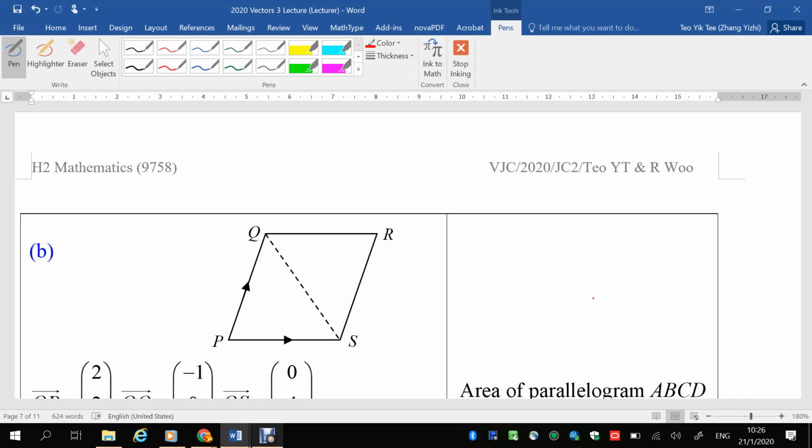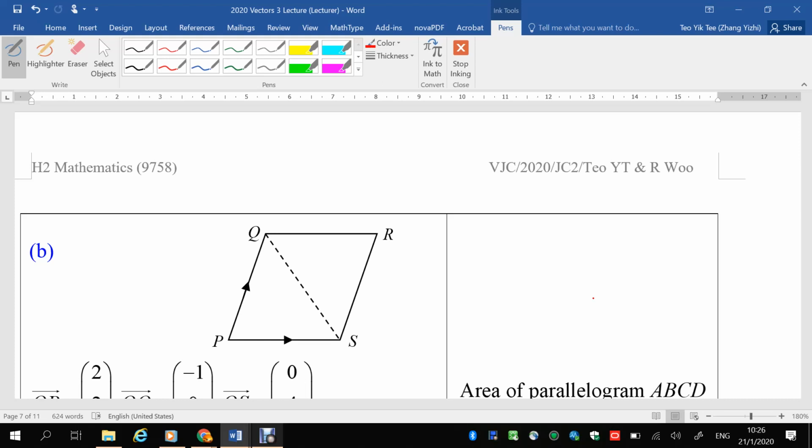Next item, we are asking for the area of parallelogram PQRS, but R is missing. Is the position of R critical? Do I need R? Don't need, right? Because your theory says that the area of a parallelogram is twice the area of the triangle. So I make use of the available data.